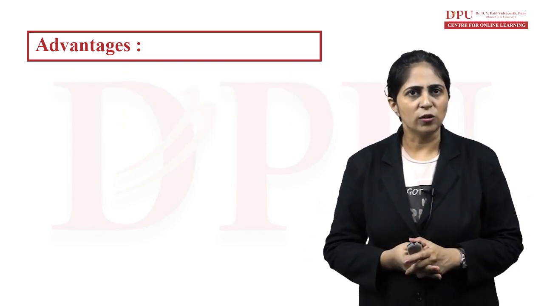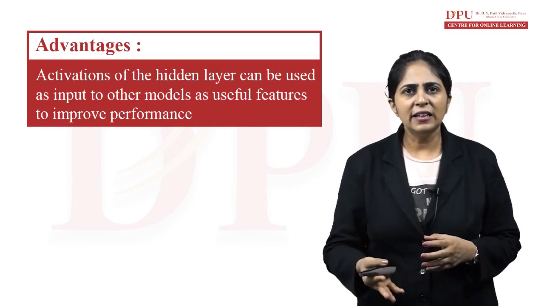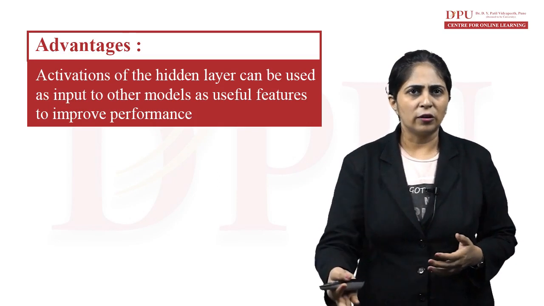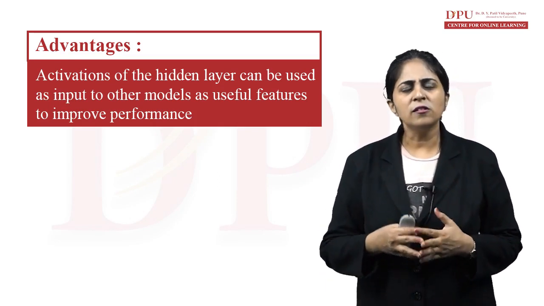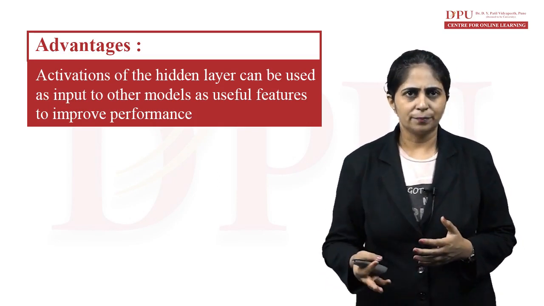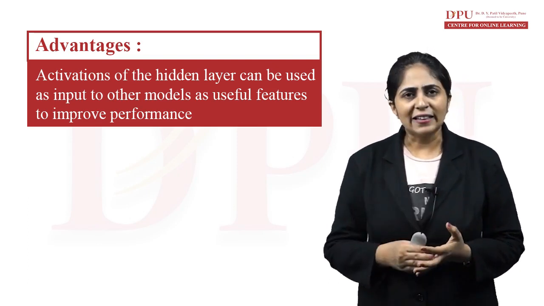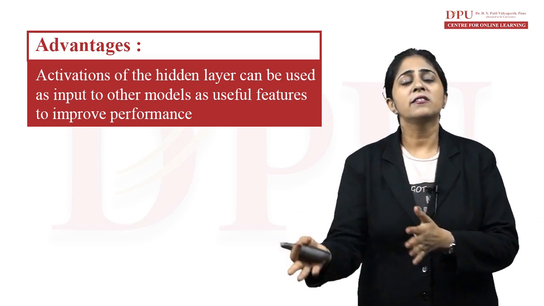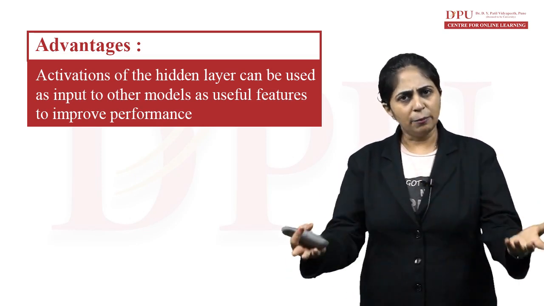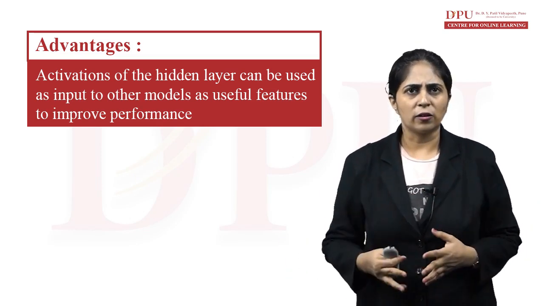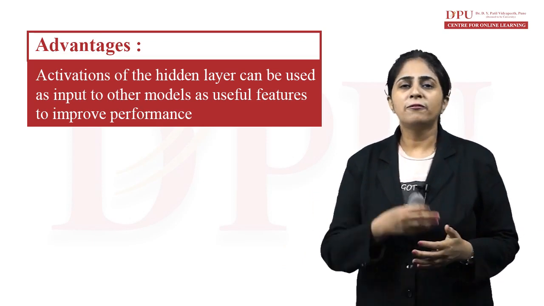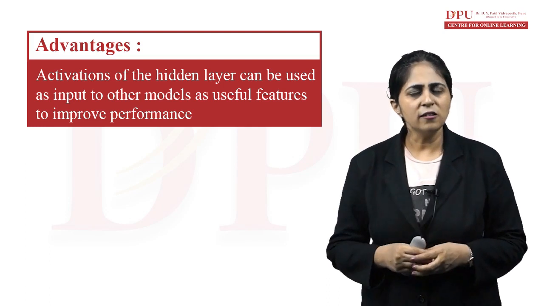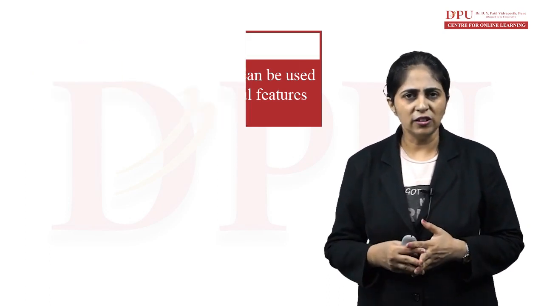The activations of the hidden layer can be used as input to other models as useful features to improve the performance. Even the activations that our hidden layers are performing can be used as input to other models to improve the performance of our models. So these are the basic advantages of a restricted Boltzmann machine.